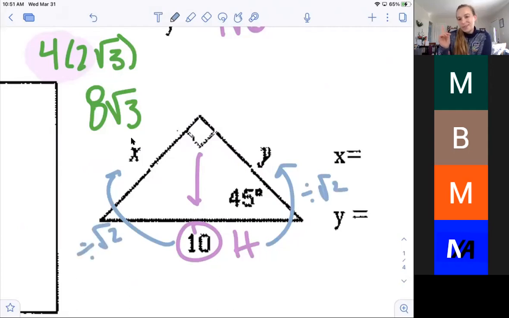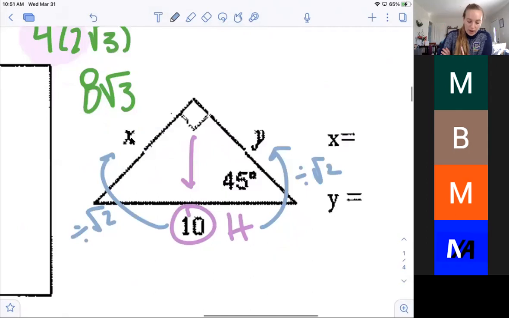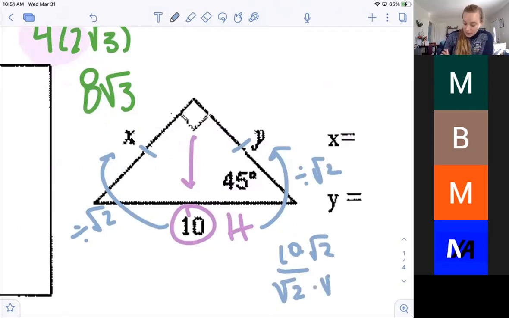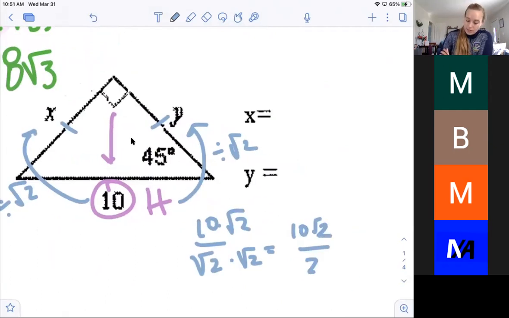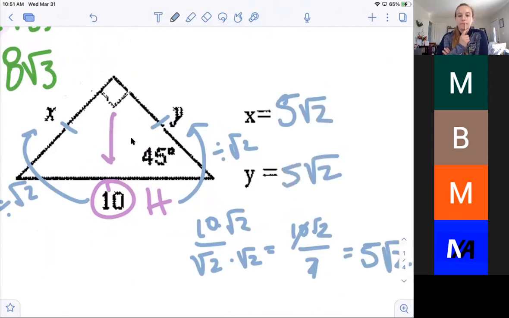I have it written twice. You're only going to do it once because X and Y are the same number. They're congruent. So 10 divided by root 2. This is a lot like the problem we just did. Times root 2 times root 2. I get 10 root 2 over 2. Okay, 10 and 2 cancel, so I get 5 root 2. X equals 5 root 2, Y equals 5 root 2.